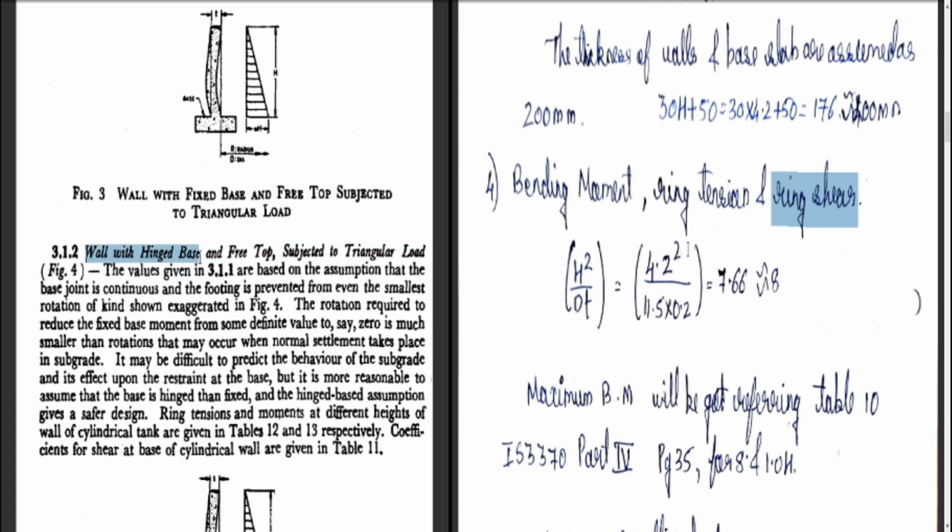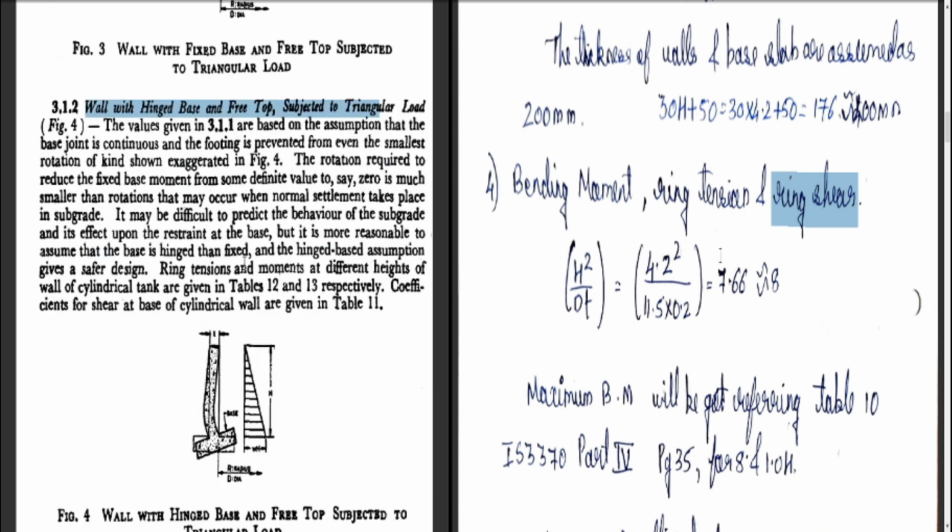So 3.1.2 is for a different case. Walls with hinged base, free top and subjected to triangular load. Now what is the difference between this and the above is, here it is hinged base, that is not a fixed base, that means it is a flexible base. So here also they have given how to calculate. So the ring tension and the moments at different heights of a cylindrical wall are given in table number 12 and 13 respectively, and coefficient for shear is given in table number 11.